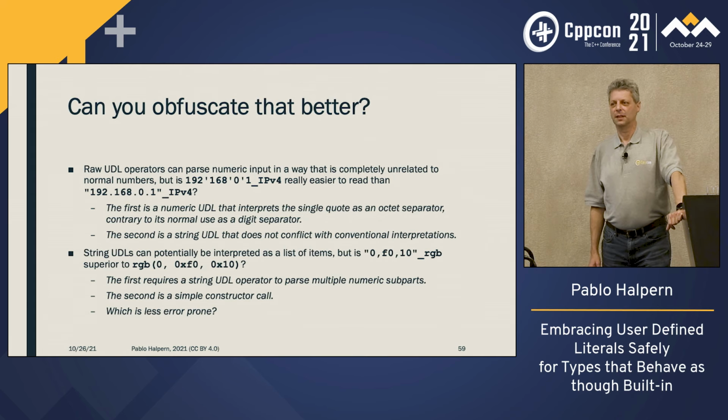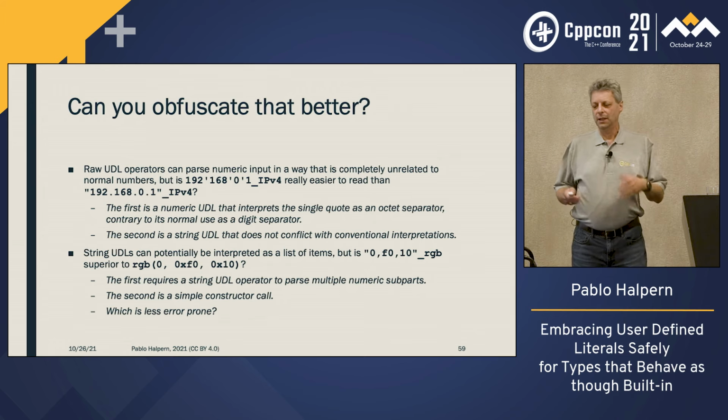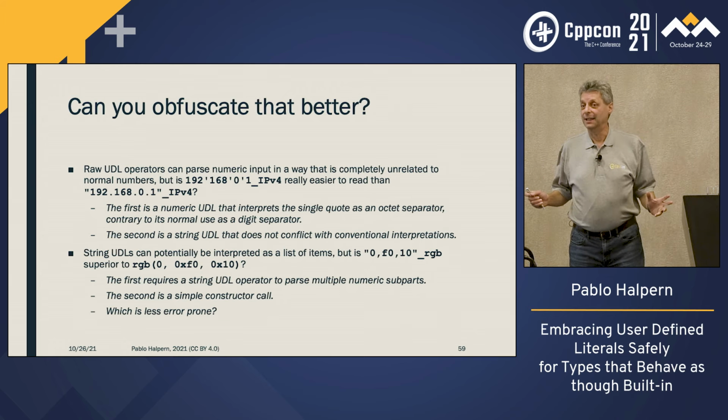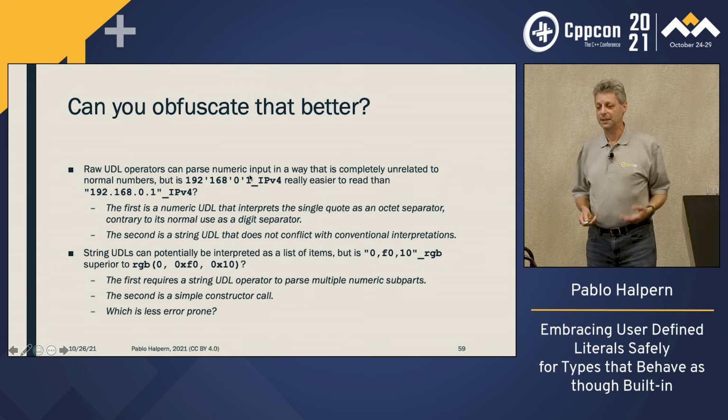Can you obfuscate your code with these? Absolutely. Just like with operator overloading, you can do really weird things. So this is really cute, I thought. 192.168.0.1, except instead of dots, we're using the tick marks, and then we're parsing it. Very cute, but is that really any clearer than using a string literal for that? No, and what's worse is it looks like an integer, but it really is not, because these are octets. These are not digits in a decimal integer. Okay, so you've really obfuscated your code that way.